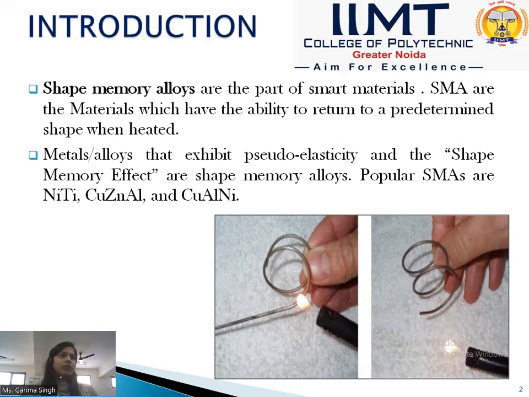CuZnAl, and CuAlNi. As you can see in the figure here, a person is heating up the wire, so the wire is getting coiled again. So if you straighten it by applying a force, then after heating the wire again, it gets to its original form or original shape. That's how the shape memory alloys work.